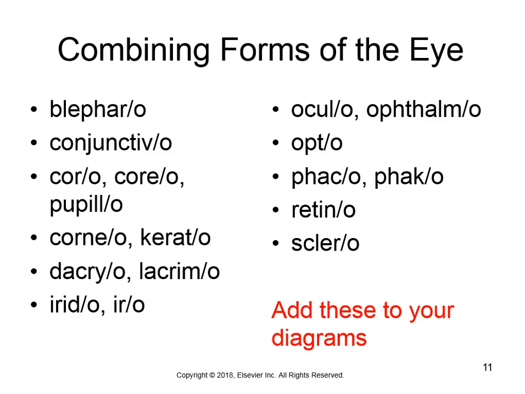Next we have Paco and Paco. They both sound exactly the same. One's with a C, one's with a K, but they are related to the lens, which is that part responsible for focusing the light as it comes in through the pupil. Retino means retina, pretty self-explanatory. Same thing with sclero and sclera. So take some time to just kind of label these in the eye, and then again think about what are the functions of these different parts and what might be able to go wrong to give you a medical problem.